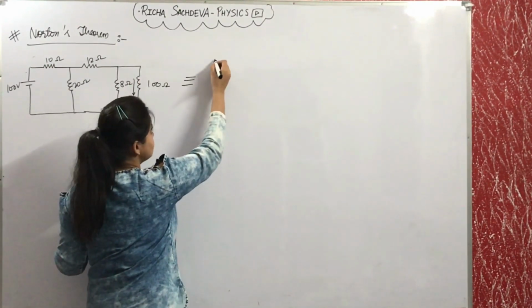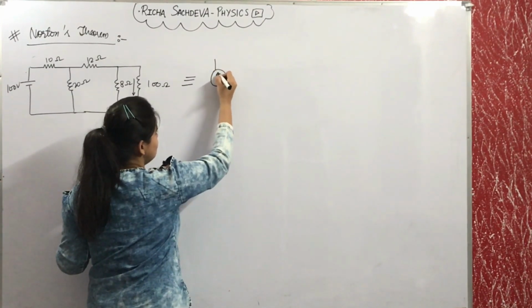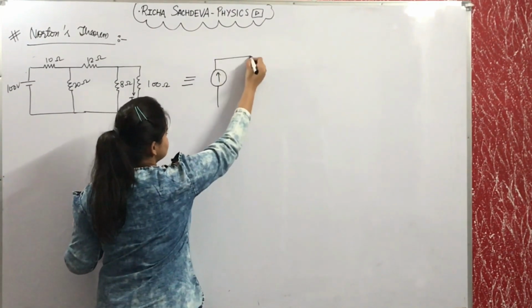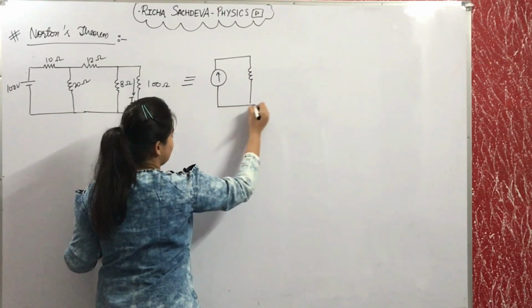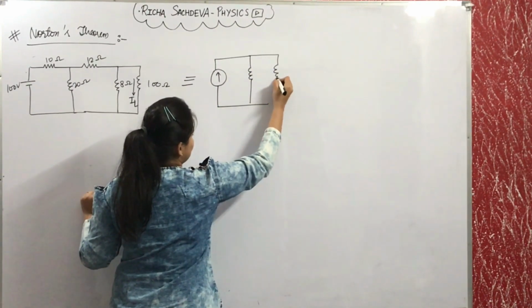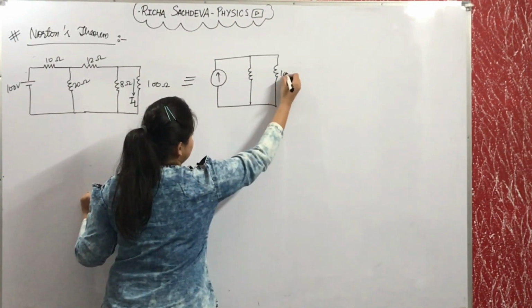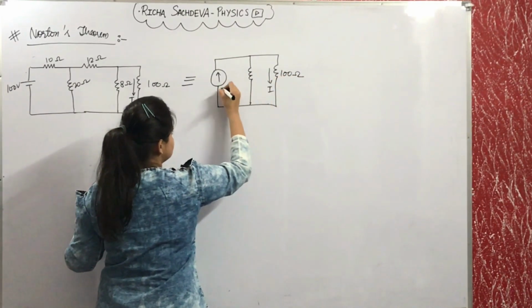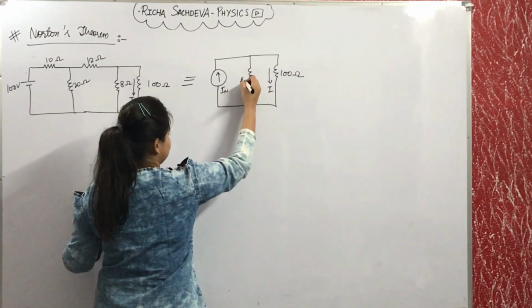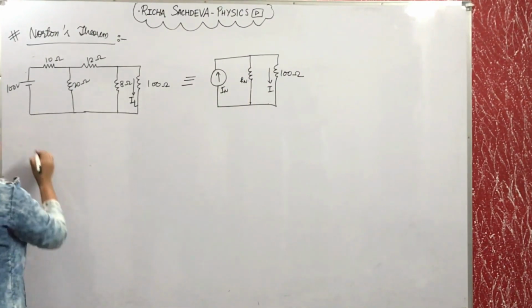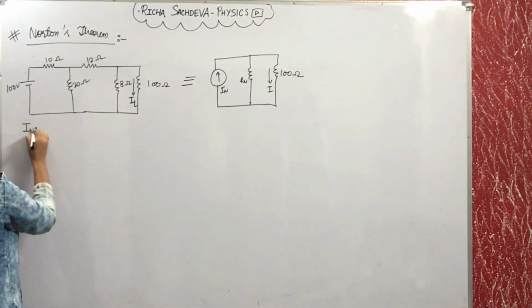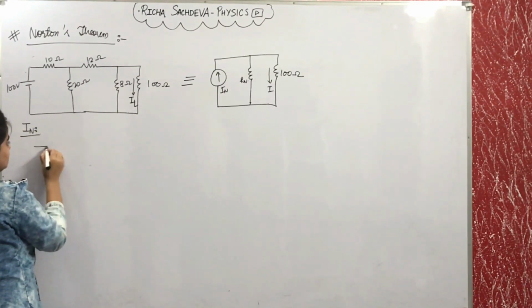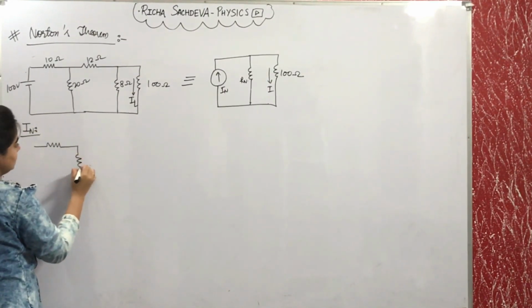So we will draw Norton's equivalent first. So equivalent current source, equivalent resistance, and 100 ohm. We need to calculate the current across this 100 ohm. This is IN, this is RN. So what we need to do is we need to see what is IN. This is short circuit current. So let us redraw this circuit.